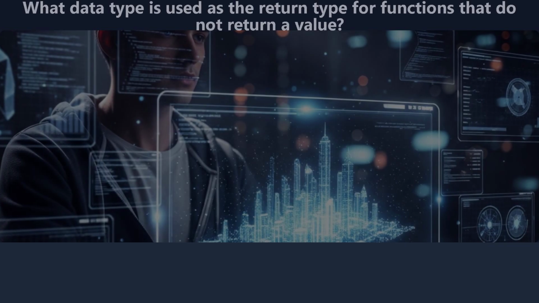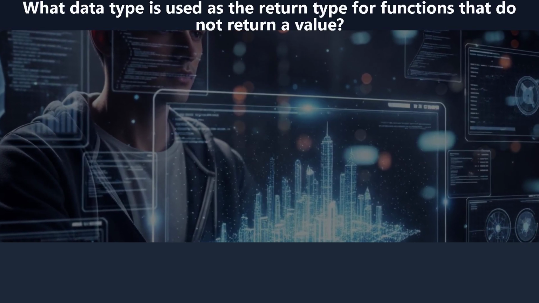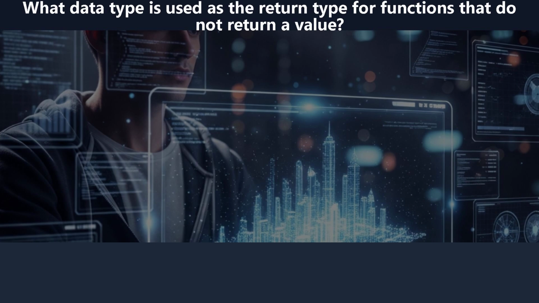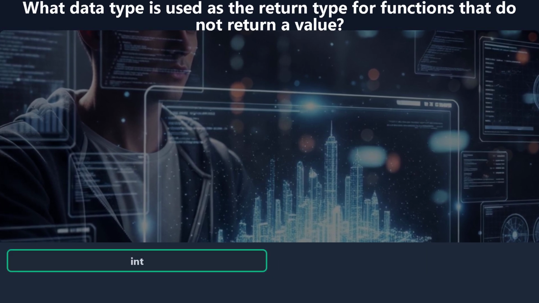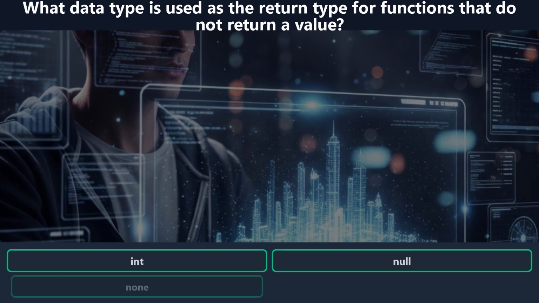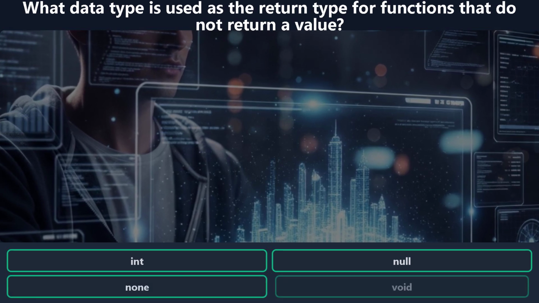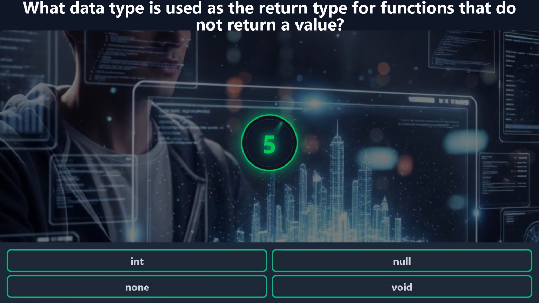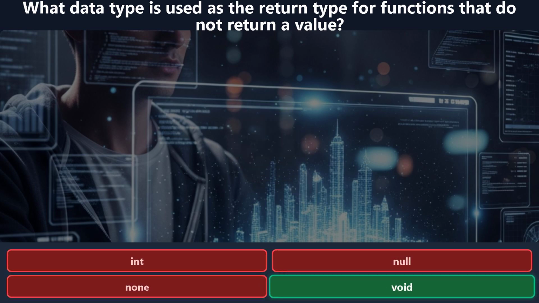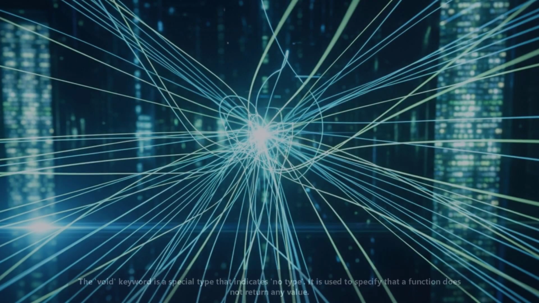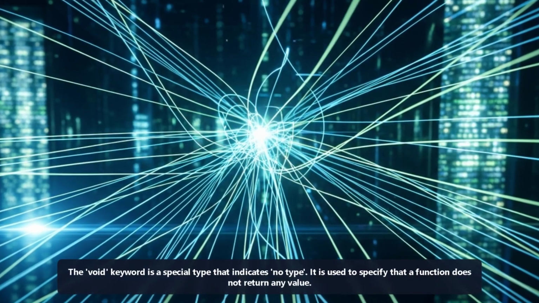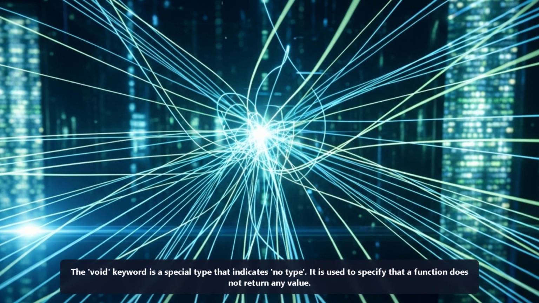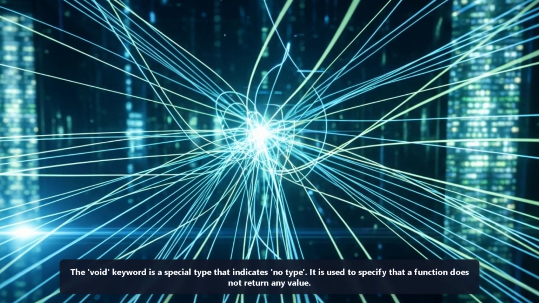What data type is used as the return type for functions that do not return a value? Int. Null. None. Void. Void. The void keyword is a special type that indicates no type. It is used to specify that a function does not return any value.